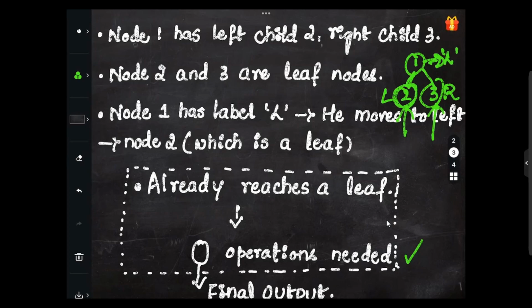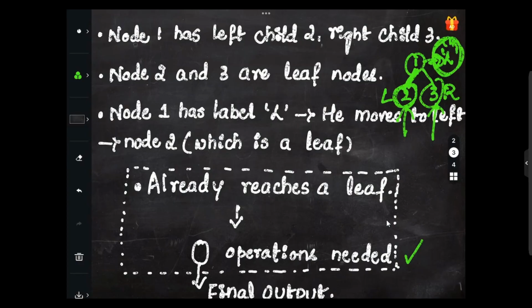Node 1 has the label L. He moves to left. Node 1 moves to left, then to node 2, which is a leaf.